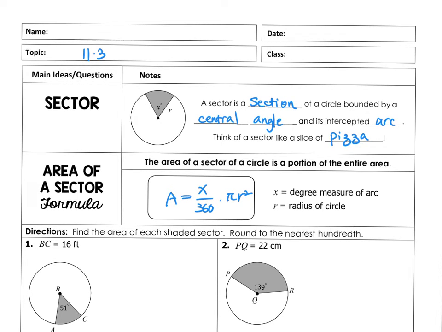All right, guys, this is 11.3, and this section is pretty intuitive. I want to introduce the concept of a sector. A sector basically is a section of a circle. If you look at the shaded area, it is hugged by these two radii, as well as this part of the arc. So it's bounded by a central circle and its intercepted arc, and that's what we call a sector. It looks like a slice of a pizza, basically.